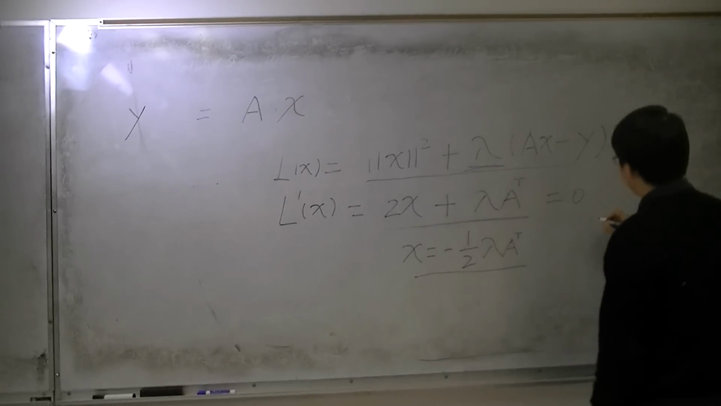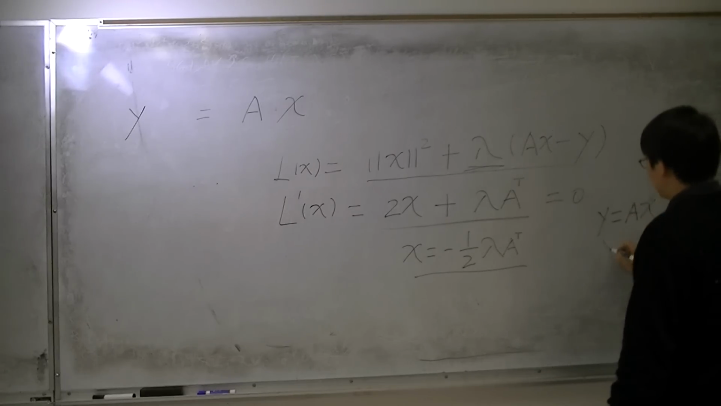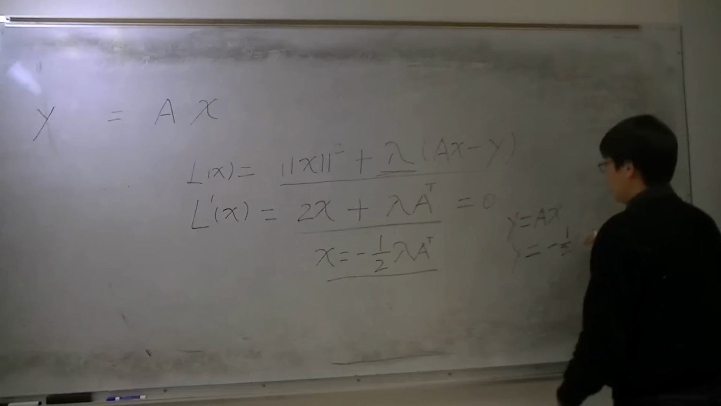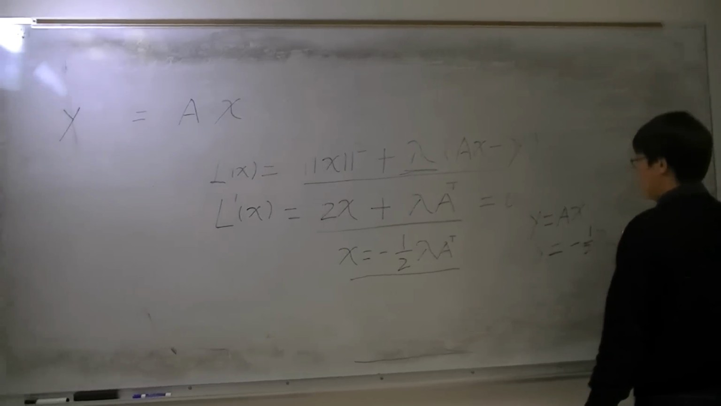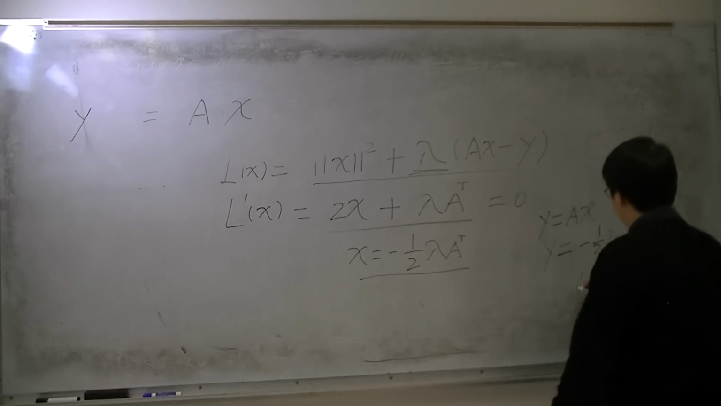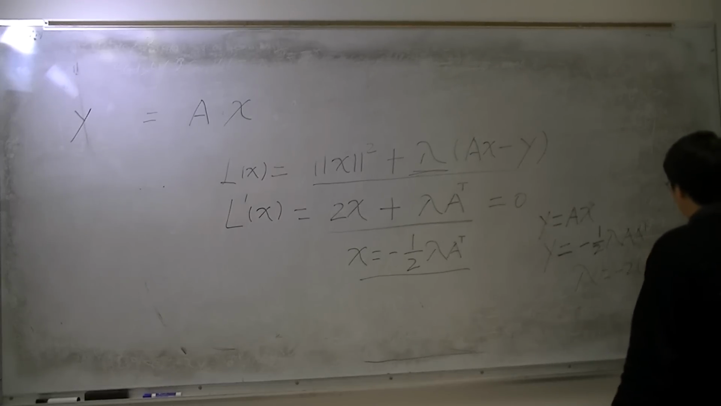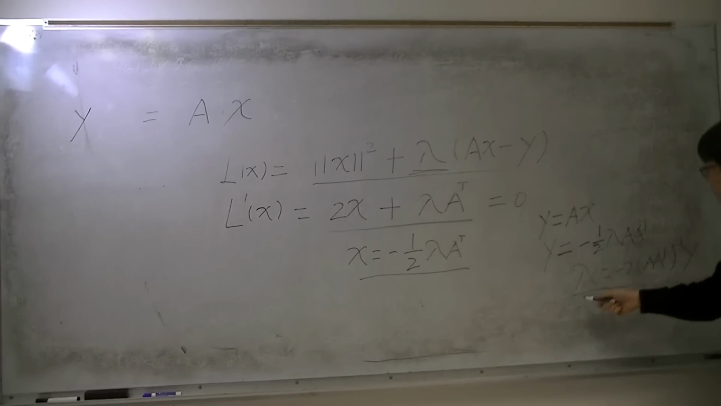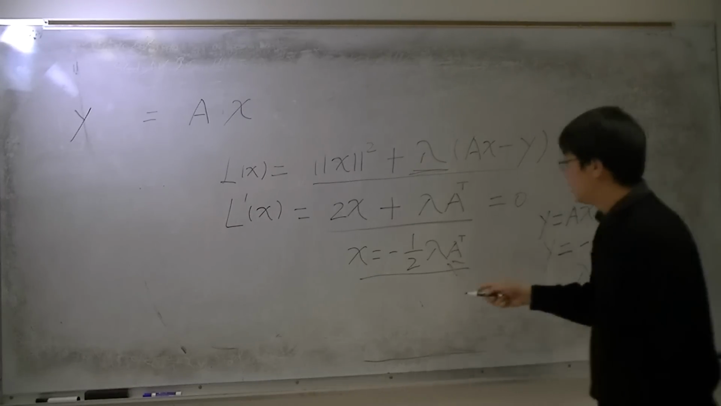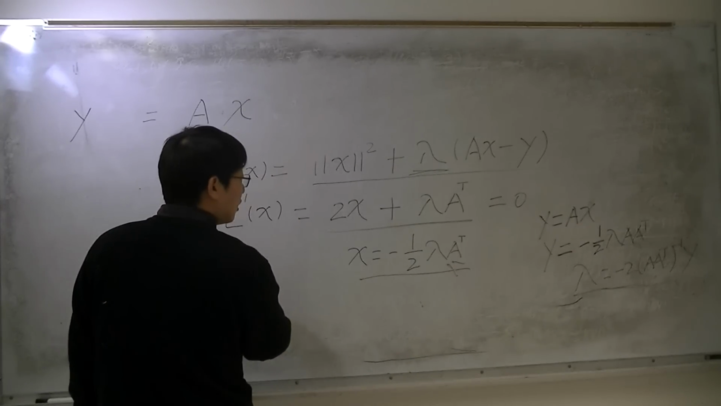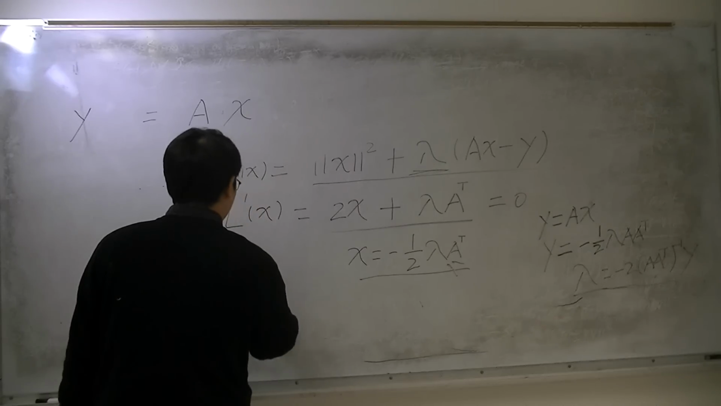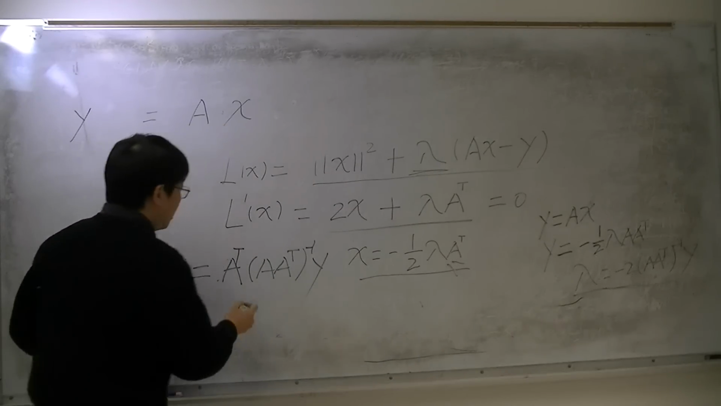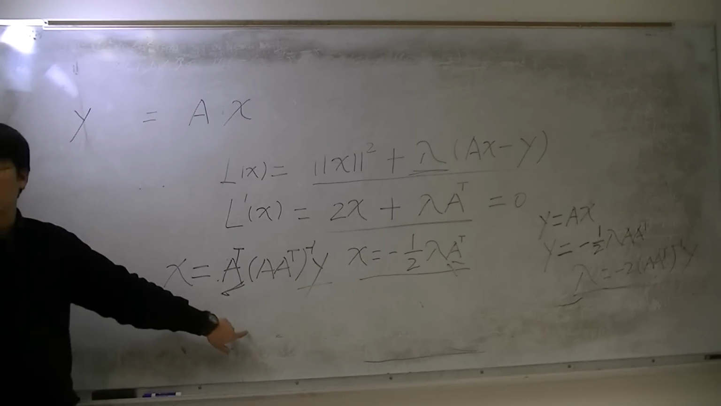Since y equals Ax, we can substitute and get the lambda value. It's just like this, and we put the value of lambda back into here. So we get x equals A transpose times the inverse of A A transpose, times y. The dictionary and the original signal are known variables here.